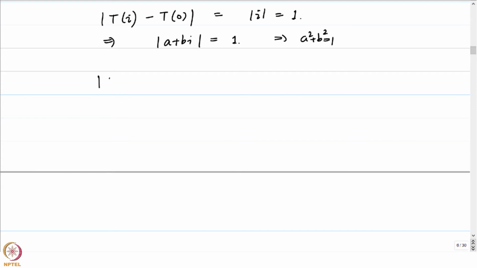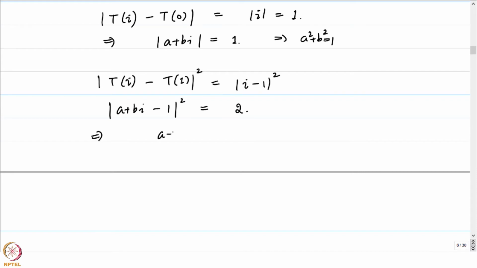We also know that the absolute value of T of i minus T of 1 is the same as the absolute value of i minus 1. And we know what the right hand side is. So squaring it, the absolute value squared is equal to 1 squared plus (minus 1) squared, which is 2. And T of 1 is 1. That means that (a minus 1) the whole squared plus b squared is 2.